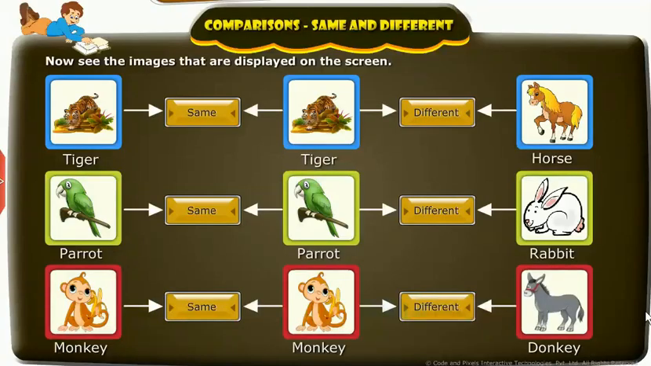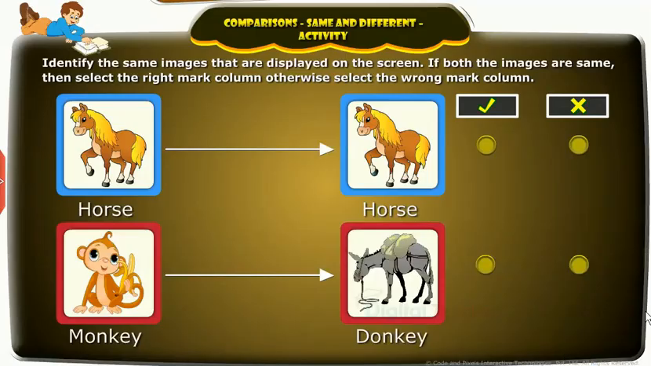Comparisons: same and different. Now see the images that are displayed on the screen. Let's do another activity. Identify the same images that are displayed on the screen. If both the images are same, then select the right mark column. Otherwise, select the wrong mark column.